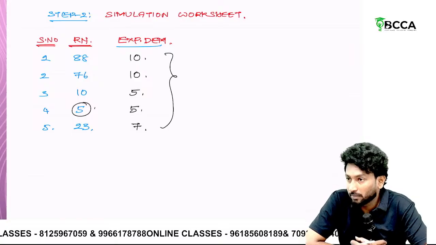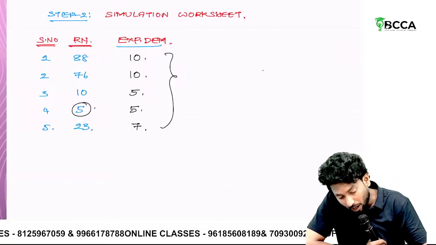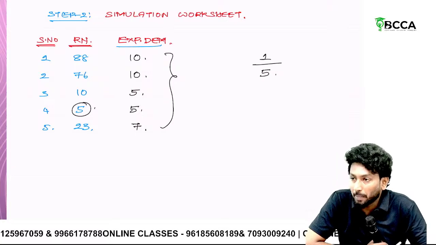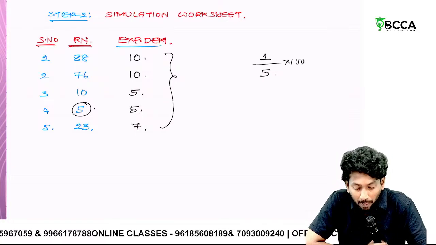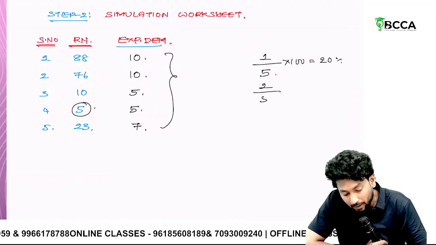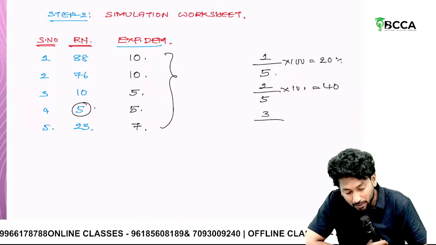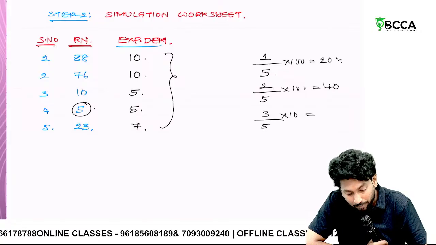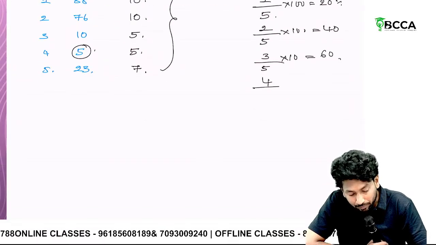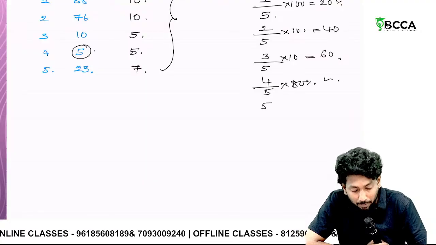5 days, sir. For 5 days, we have estimated demand. Out of 5 days, if I satisfy 1 day's demand, what is the probability, sir? 1 divided by 5, 20%. If I satisfy 2 days' demand out of 5 days, 40%. 3 days' demand out of 5 days, 60%. 4 days' demand, 80%. So 5 by 5, 100%.